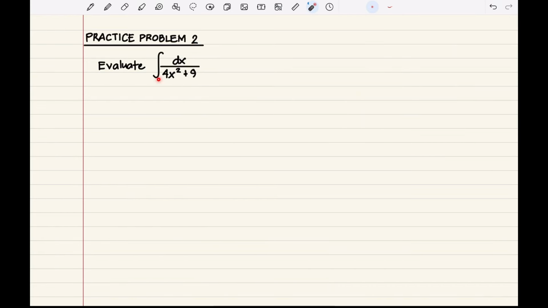So for our next practice problem, we have: evaluate the integral of differential of x all over 4x squared plus 9. So sa integrand natin, we have a perfect square function of x, that is 4x squared. And then we have a perfect square constant, that is 9. So yung function of x, we designate that as u. So this is u squared. And then we have plus 9 is a constant, so this is a squared.